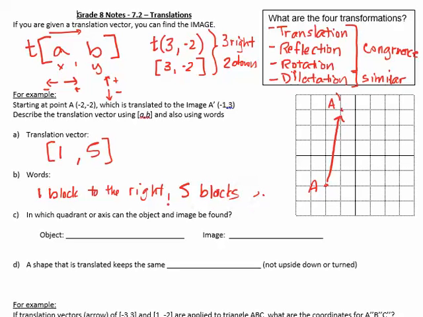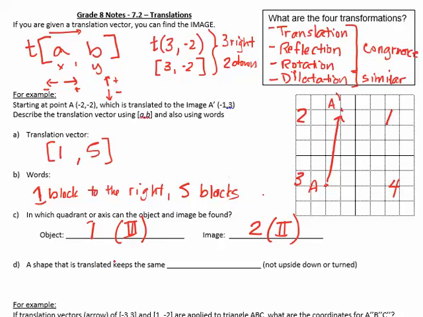So now let's answer these couple of other questions just as a review from last year. In which quadrant or axis can the object and image be found? So the quadrant of the object, if you remember the numbers of the quadrants, this is 1, 2, 3, and 4. Object is found in quadrant 3. Roman numeral 3. And then the image is found in quadrant 2 or Roman numeral 2.